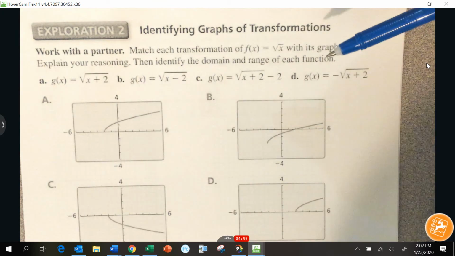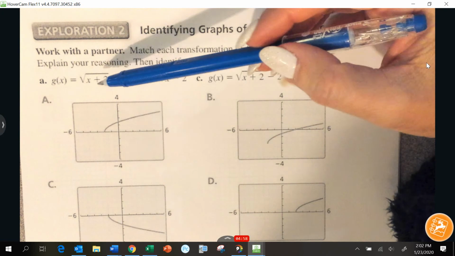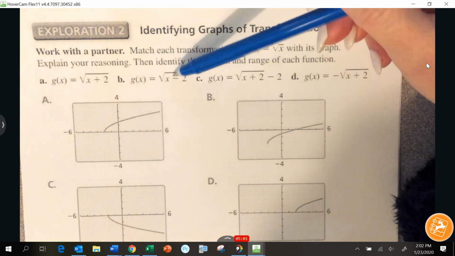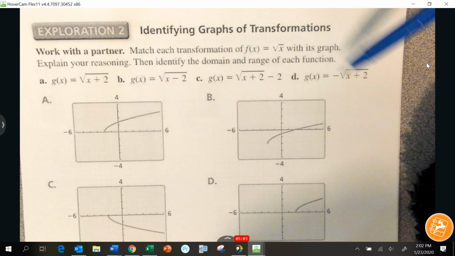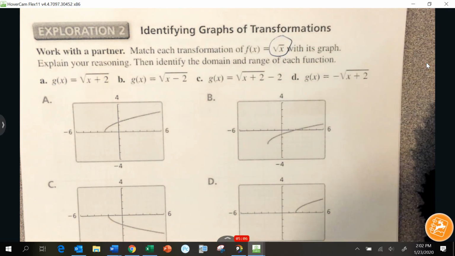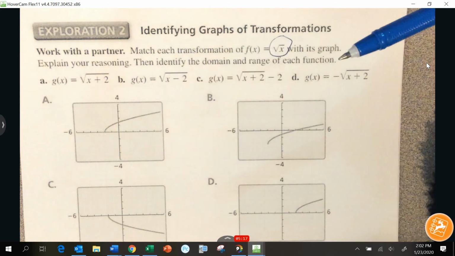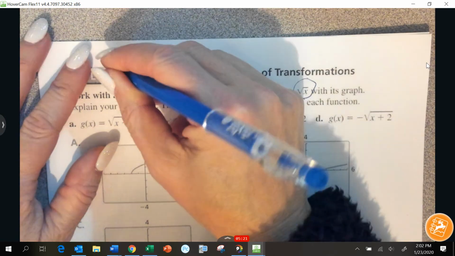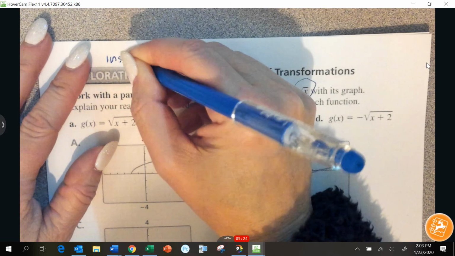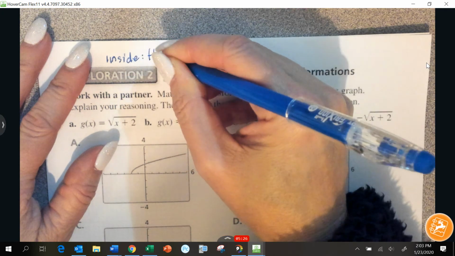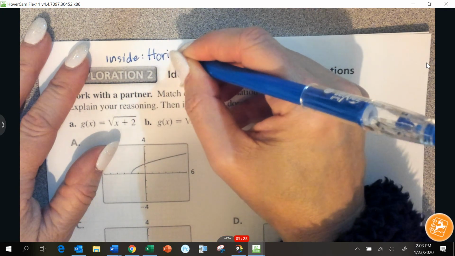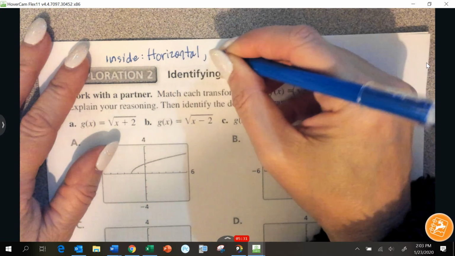Okay. So, just to review, every single one of these is a square root. It does say up here, here's the parent function, square root x. So the function is the square root. If the transformation is inside, if it's under the square root, what kind of transformation is that? Horizontal. We're going to do the opposite. Right, inside is horizontal, which means you do the opposite operation.